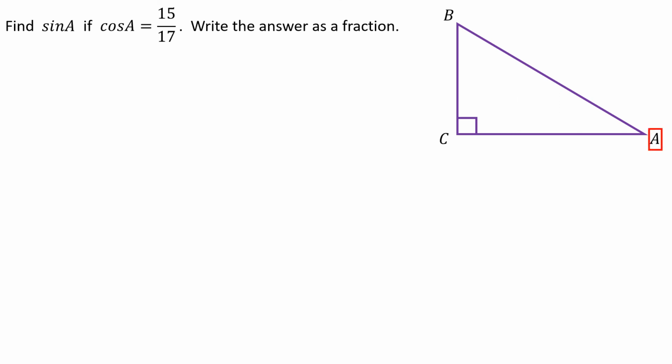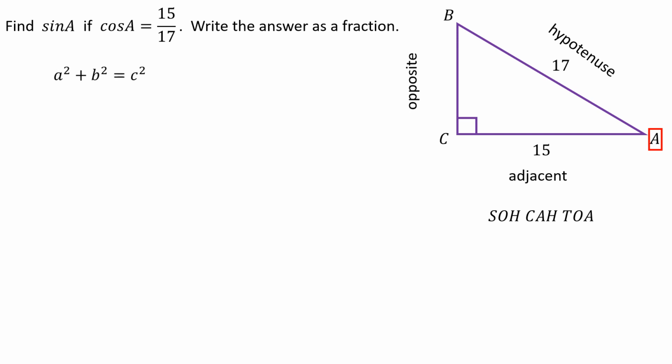Since I'm focused on A, well, the hypotenuse is a piece of cake, right? That's going to be the long side across from the 90-degree angle. But if I'm focusing on A, however I drew my triangle, side BC has to be opposite, right? Side BC is opposite angle A. And then side AC is adjacent to angle A. SOHCAHTOA, cosine is adjacent over hypotenuse. I now know that 15 is adjacent, 17 is hypotenuse. That's where they have to go on the picture.